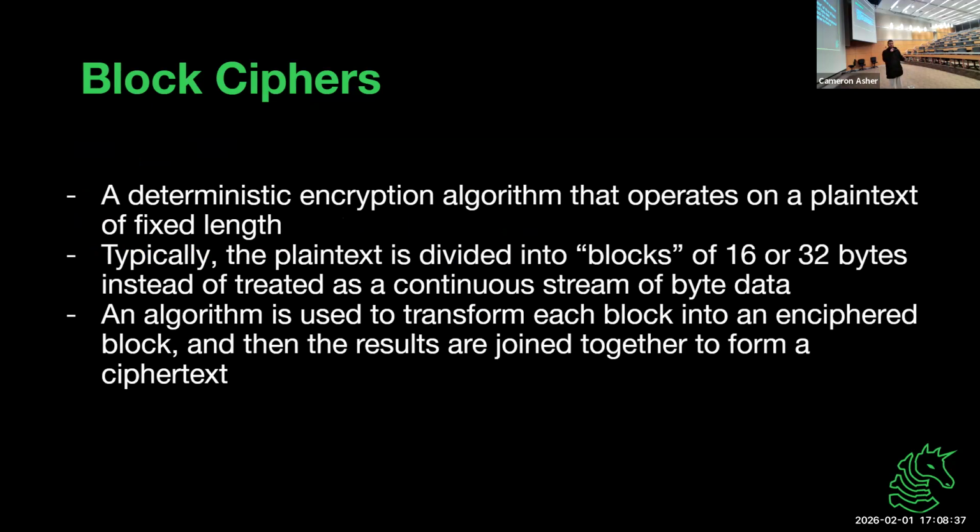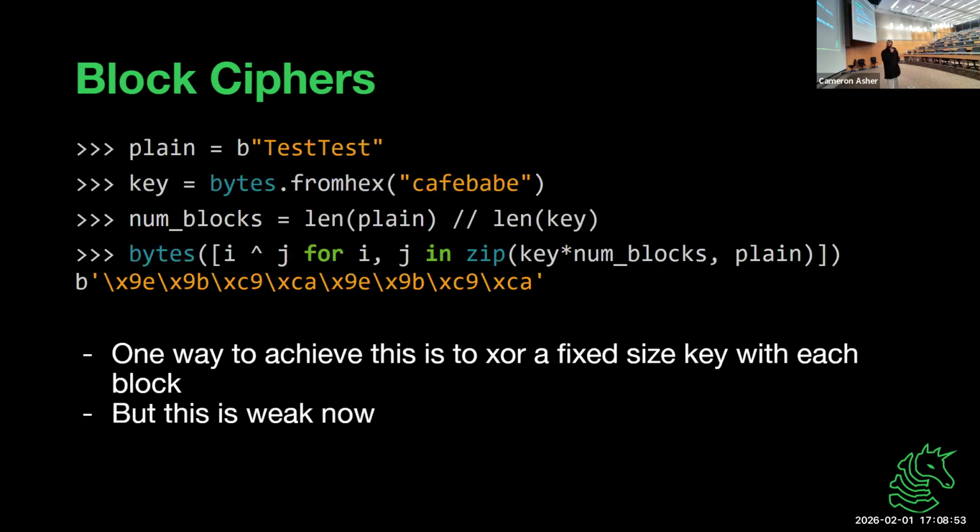So we have block ciphers, which means we can split the input into different blocks of fixed size, and then we apply some cipher or algorithm to transform it into ciphertext. And this is weak. This has plenty of weaknesses. For example, this is just the naive method of XORing each block with the key.